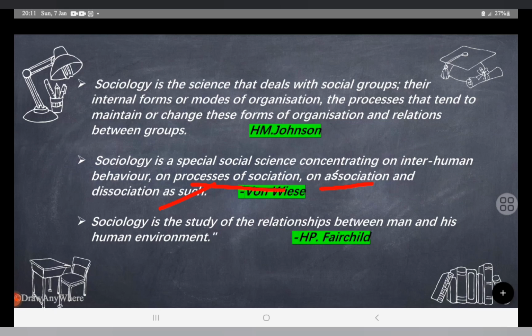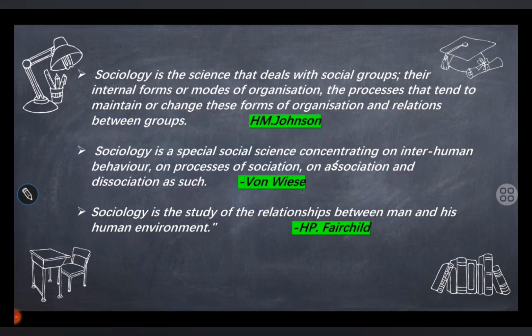Sociology is the study of relationships between man and his human environment. This definition was given by H.P. Fairchild. According to him, sociology is about understanding how people relate to each other and interact. It looks at the connections between individuals and how they interact in society.